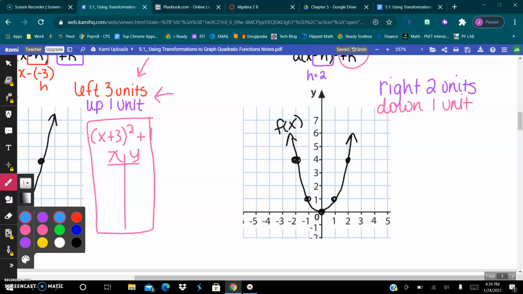And then we're going to have to graph our new parabola, right 2 units and down 1. So I'm going to start here, 1, 2, right, and down 1. 1, 2, and down 1. Do that for every point, and we have our new parabola.